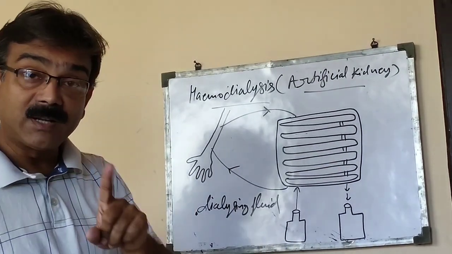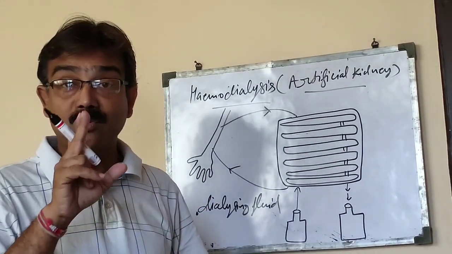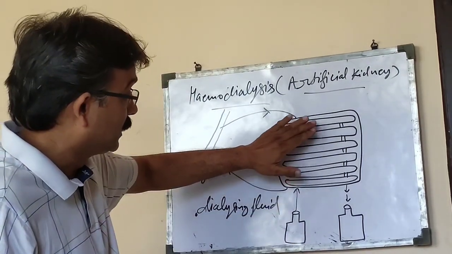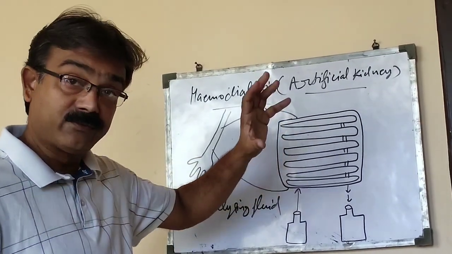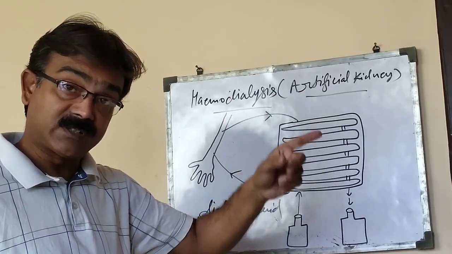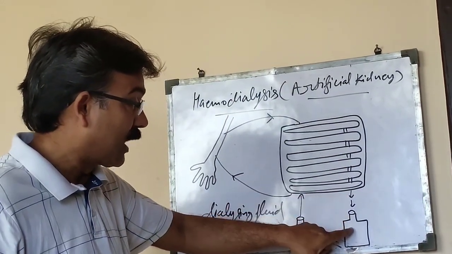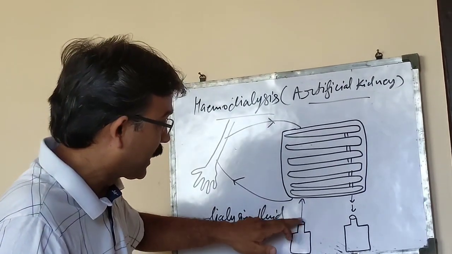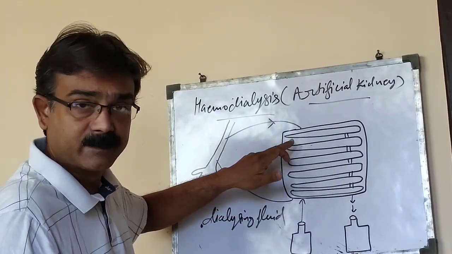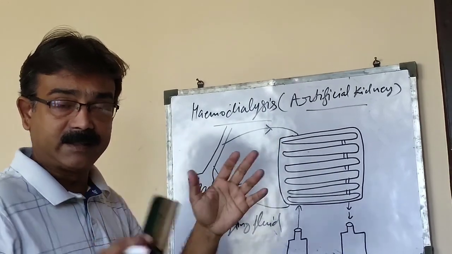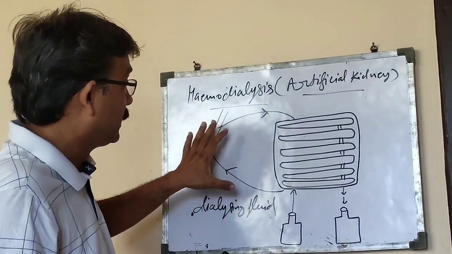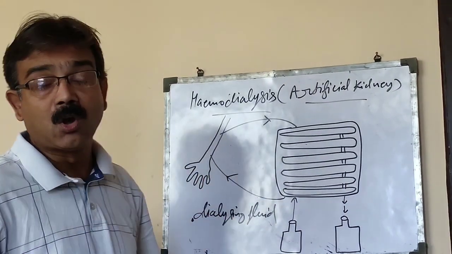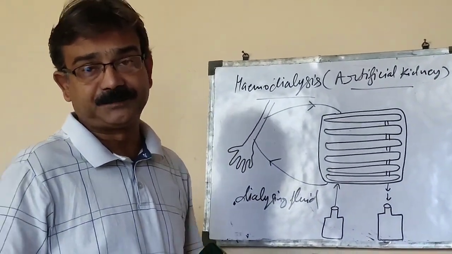And I told you earlier, in this process there is no selective reabsorption. So as the dialyzing fluid fills up with that nitrogenous waste, we take it out, and we supply new dialyzing fluid to those tubules. I think it is quite clear to you. This is the process of hemodialysis, or artificial kidney.